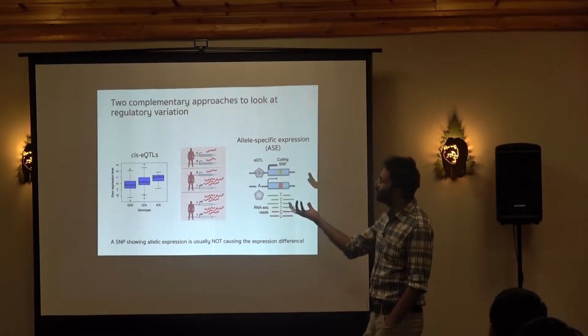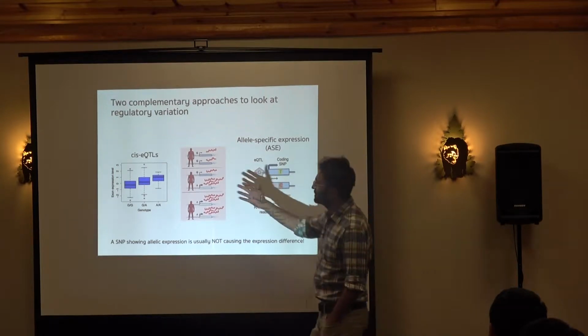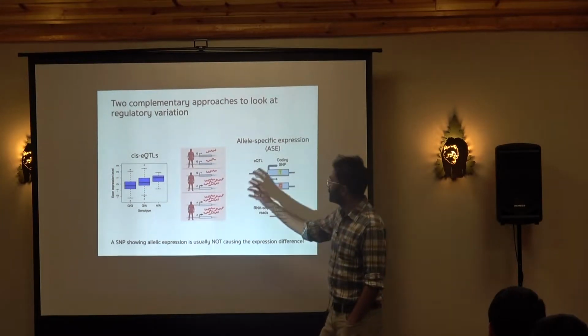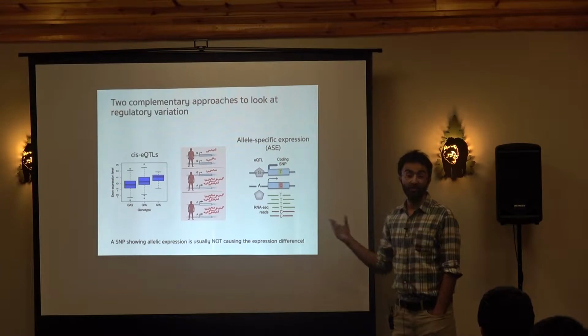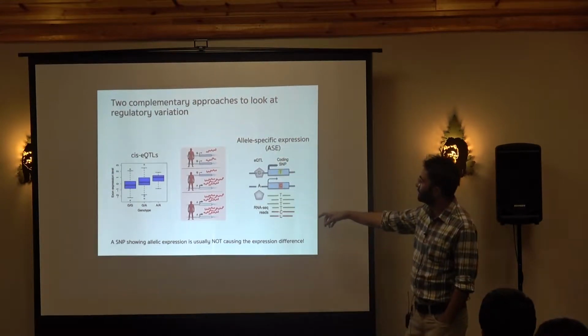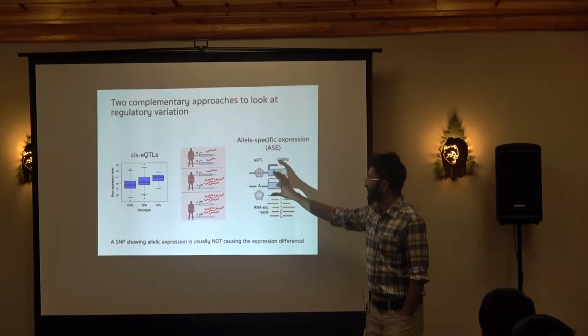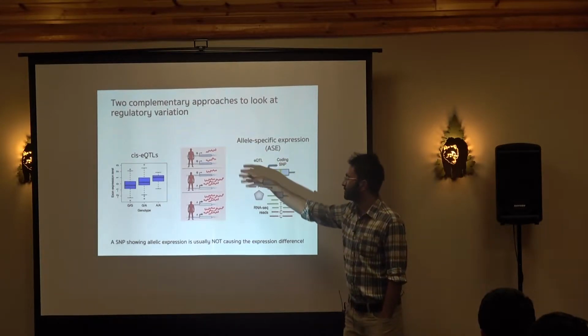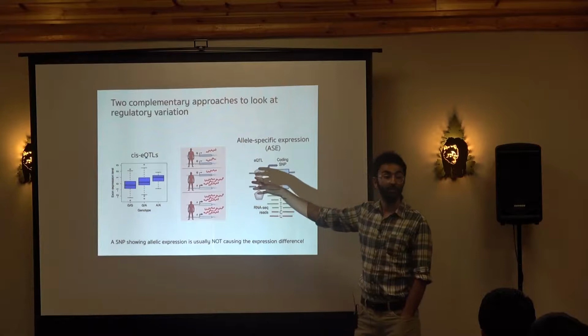from two different ways to look at it. So cis-eQTLs are the most standard way to look at it, but we can also look at these using allele-specific expression. Allele-specific expression, for those who are not familiar with it, is like this. So you have a gene. There is some sort of regulation going on behind each of those haplotypes.